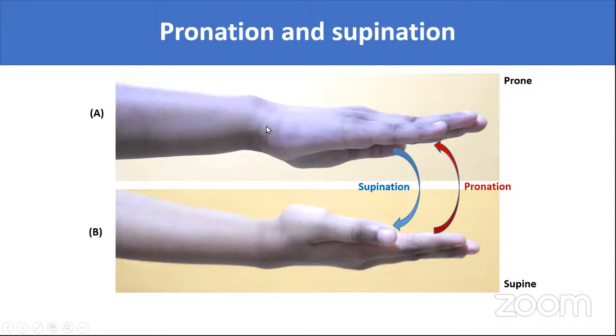So here, with reference to the hand, this is the palm region which is facing down. So this position is called the prone position. And in the second photograph, photograph B, the palm region is facing up to the sky. So this type of position is called the supine position. When from supine position you move to prone position, that movement is called pronation. Whereas when you move from the prone position to the supine position, that movement is called supination.